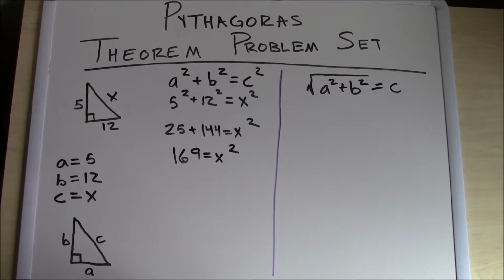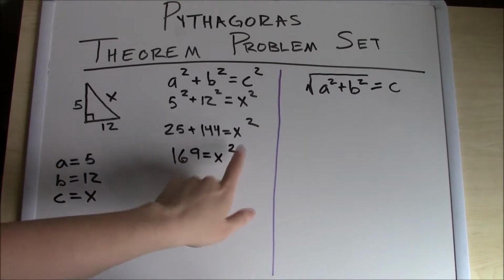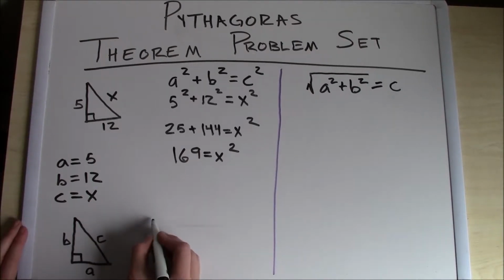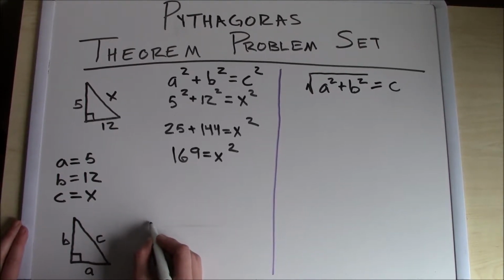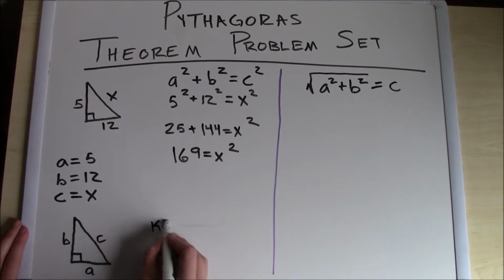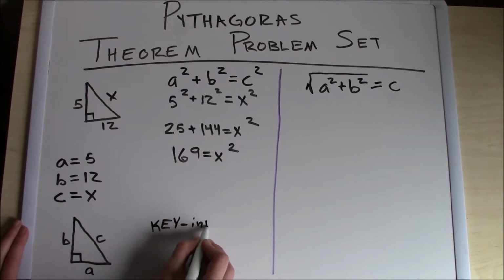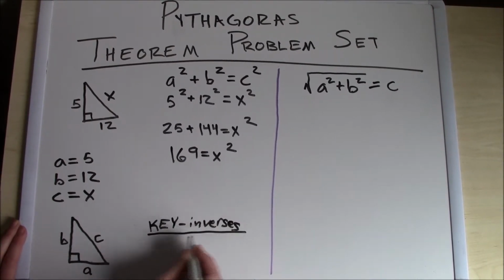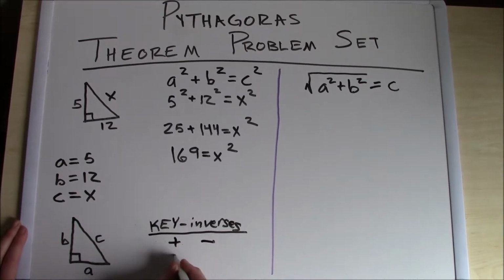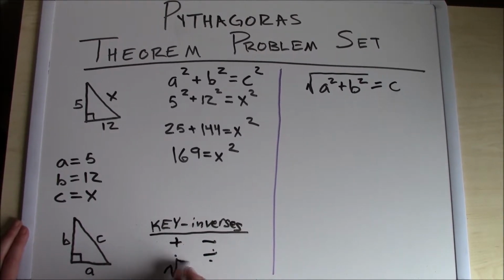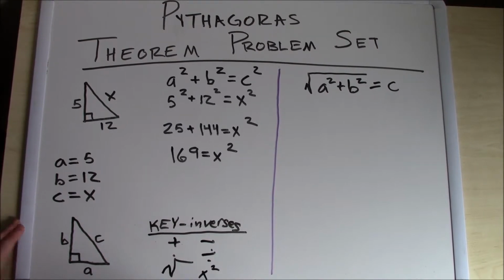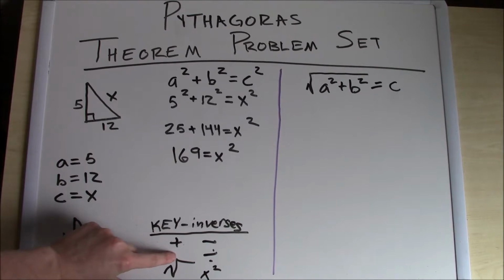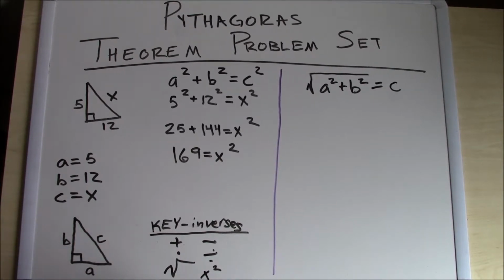Now, what do we do next? We got this squared. So what are we going to do about this x squared? If you remember in the last video, we talked about inverses. So let's write these down. Inverses. So we know like plus and minus, times and divide, square root, and x squared. Those are inverses to each other.